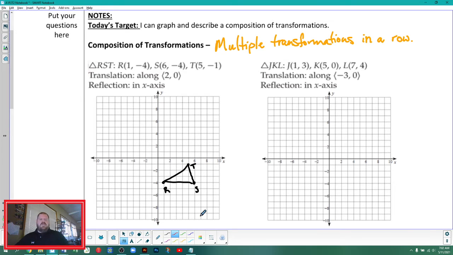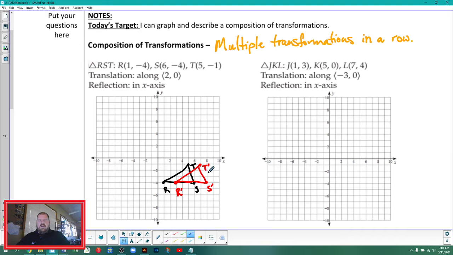So I'm going to perform a translation along 2, 0. So I'm changing my x coordinates right 2. That's what translation of 2, 0 means. So I'm taking R, moving it 2 units. S moving it 2 units. And T moving it 2 units. At this point, I get R prime, S prime, and T prime because I've done something to each of those points.